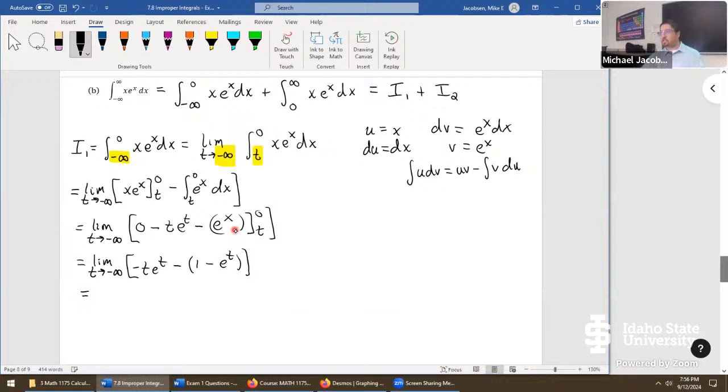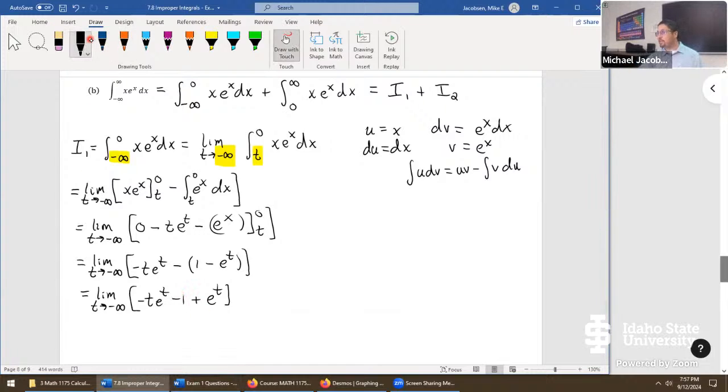And let's take one more step just to distribute the negative through. Limit, as t goes to negative infinity now, of negative t, e to the t, minus 1, plus e to the t. So we're ready to now simplify this limit.